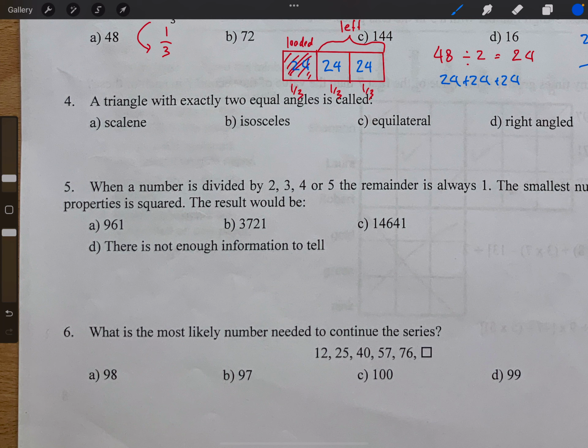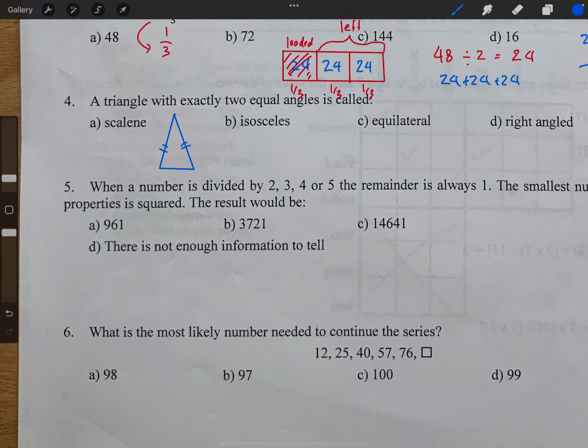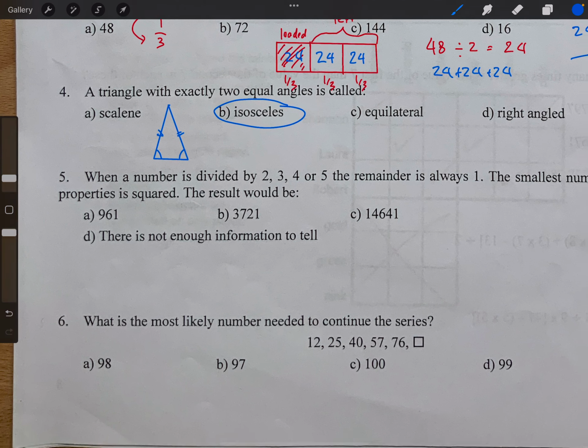Question 4. A triangle with exactly 2 equal angles is called what? So I'm going to draw a triangle here. So 2 equal sides, 2 equal angles. If 2 angles are equal, that means the 2 sides are equal, and this is called an isosceles triangle.